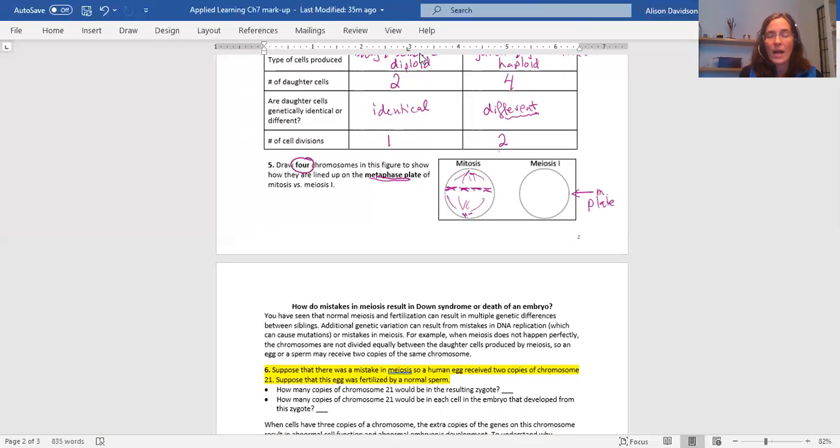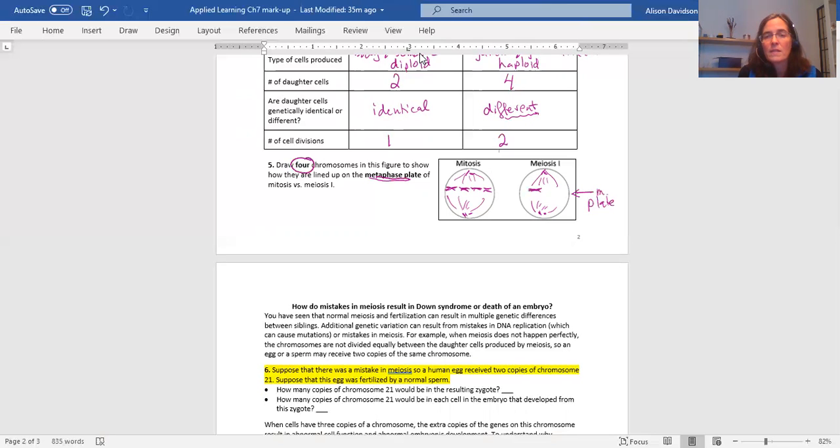All right, now how is this going to look for meiosis? Remember in meiosis, the homologous chromosomes will pair up with each other to form tetrads. So once again, here are my centrosomes, and here is my spindle. Here's chromosome number 1, just as I drew before.